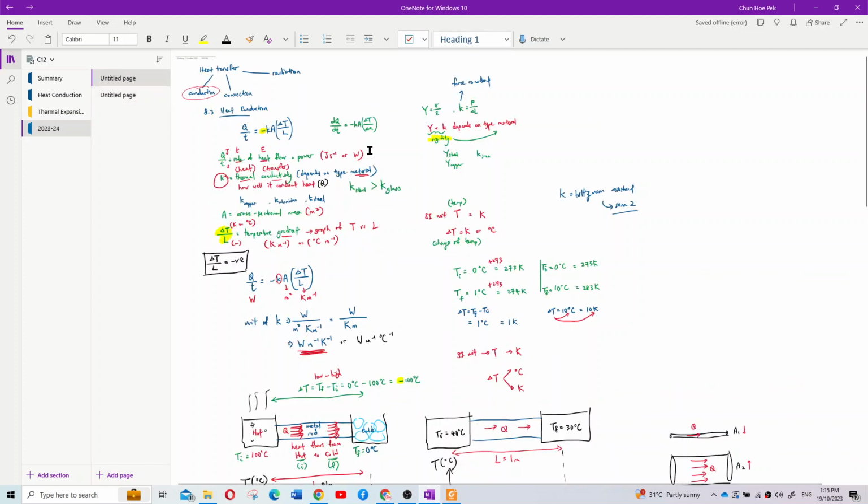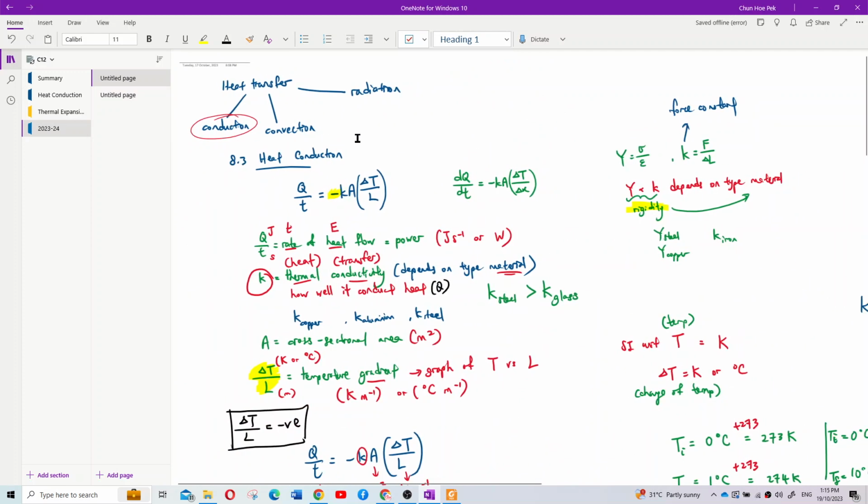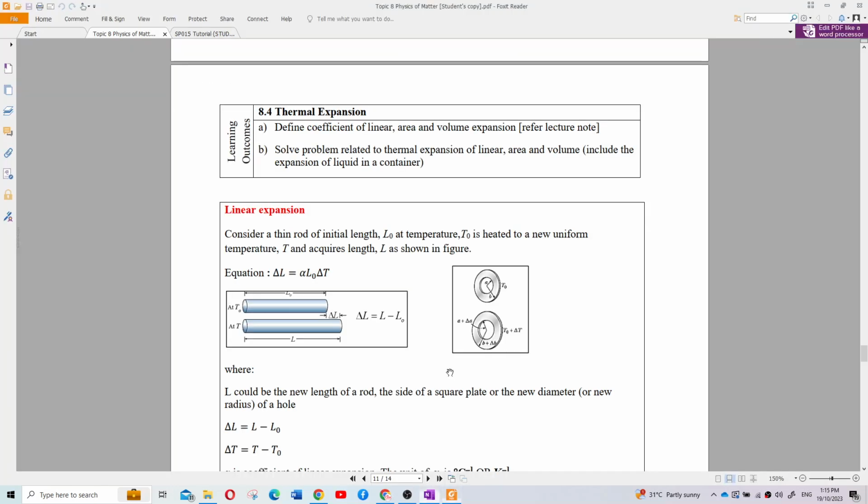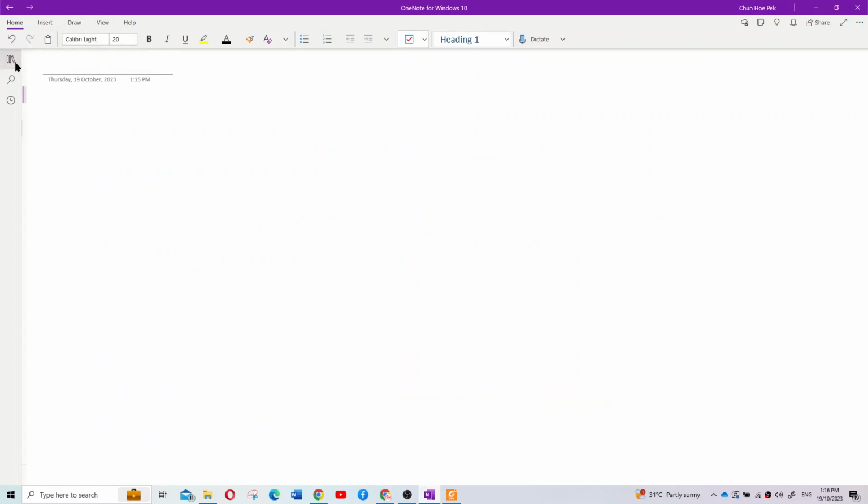So before this, we have learned about heat conduction. We also learned that some materials are good conductors and some materials are bad conductors. Now we're going to start with thermal expansion. That means some materials will expand faster, some materials will expand slower. That's thermal expansion.